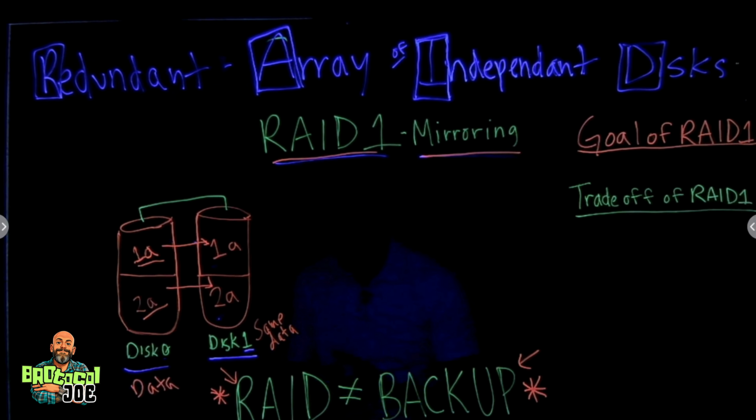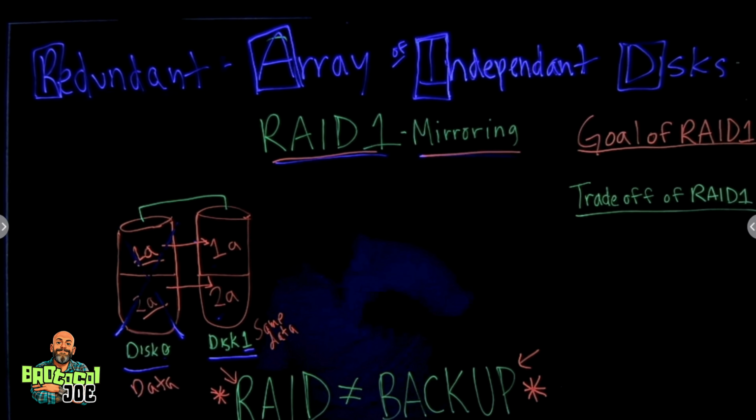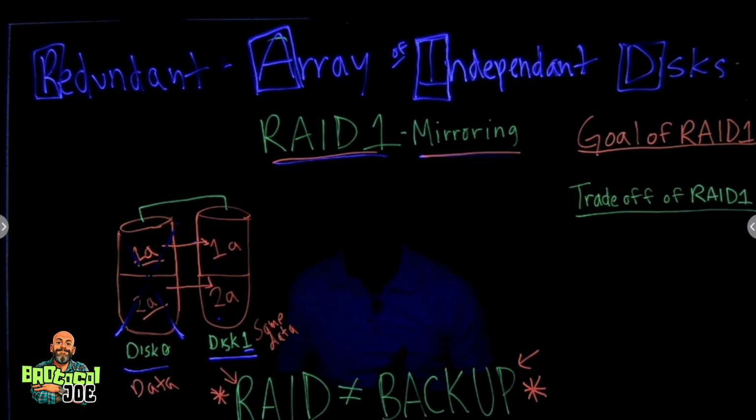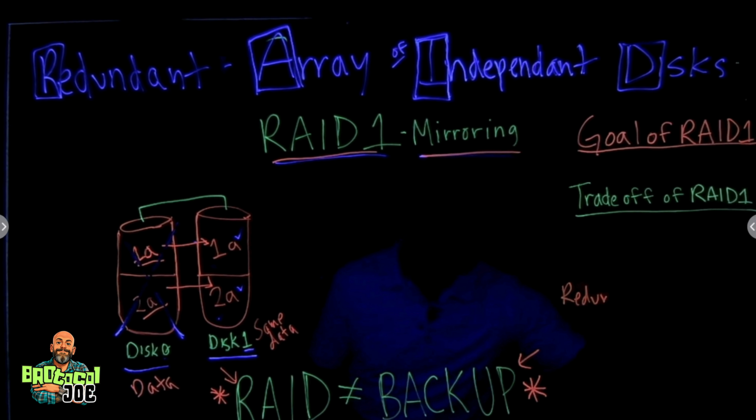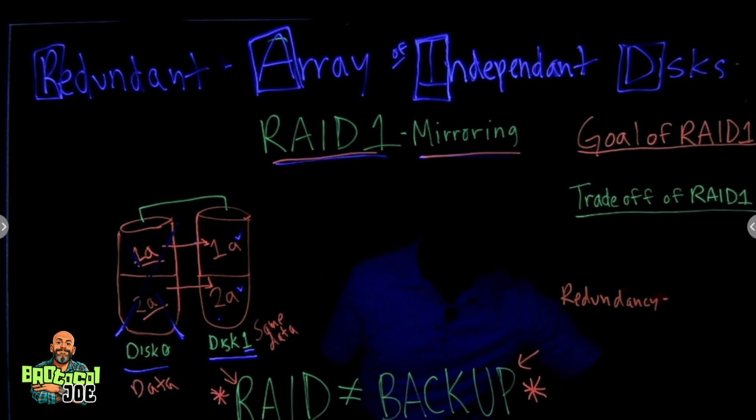So let's just say something bad happened. We lost drive 0. Drive 0 went bye-bye. For whatever reason, disk 0 is gone. The other disk, disk 1, still has a complete copy of everything. It still has data block 1A and data block 2A. That is why RAID 1 is used for redundancy and fault tolerance. So we have redundancy, which I'm going to abbreviate as FT for fault tolerance.